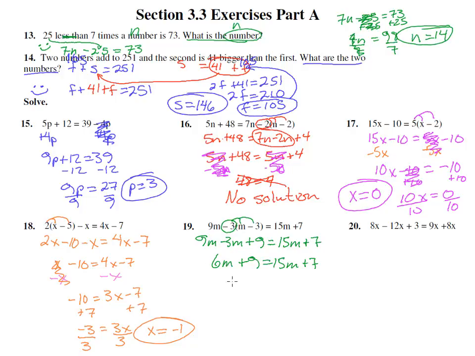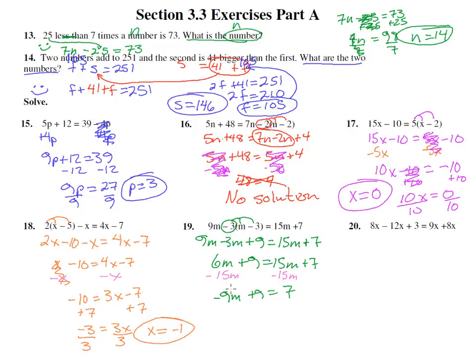We've got to get those m's together. So do we get rid of that 6m or the 15m? Well, let's get rid of the 15m this time. Minus 15m from both sides. We could have done either one of them and still obtain the solution. 6m minus 15m is negative 9m plus 9 equals 7.